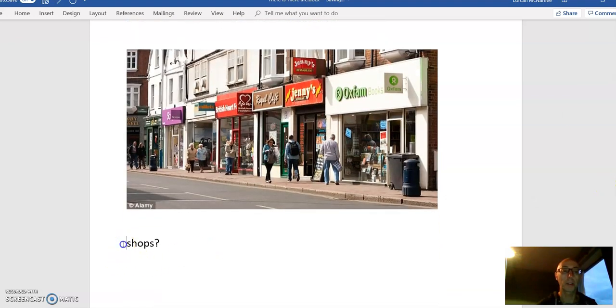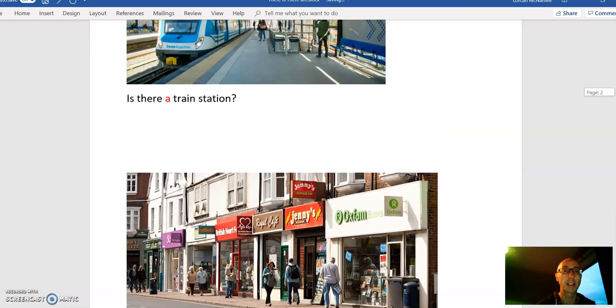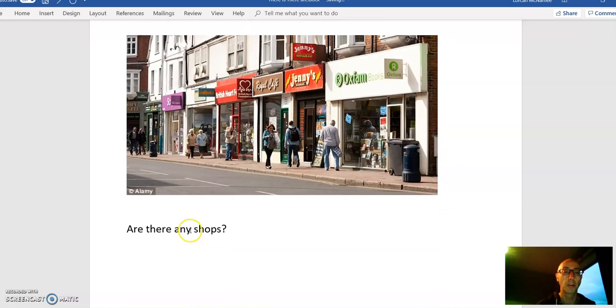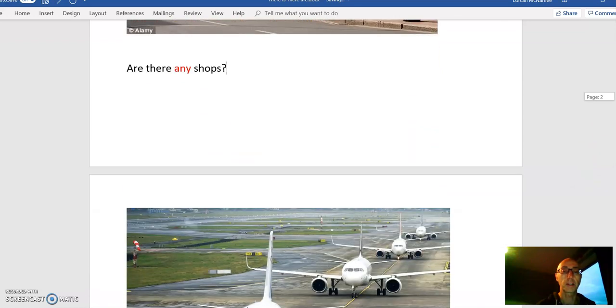Make a question about shops. Is there or are there? Shops is two, it's plural. So we have to say, are there shops? Or are there any shops? So again, remember, if we have one thing, it's a. Is there a train station? If we have a question for many things, we use any. Are there any shops?